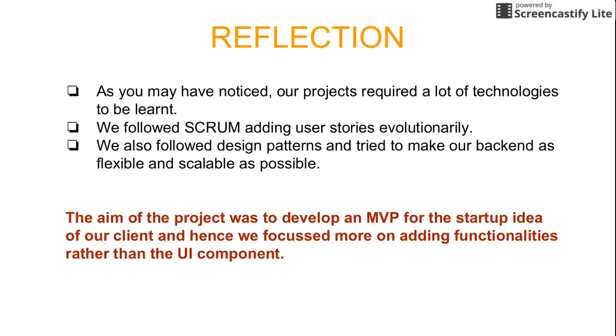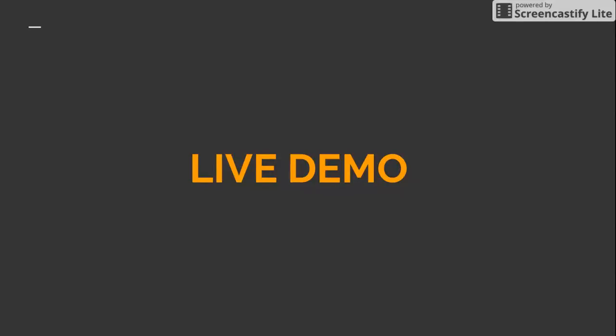Now, as you may have noticed, our project requires a lot of technologies to be learned. We followed Scrum, adding user stories evolutionarily. We also followed design patterns and tried to make our backend as flexible and scalable as possible. The aim of the project was to develop an MVP for the startup idea of a client, and hence we focused more on adding functionalities rather than the UI component. Now, here's a live demo of our project.